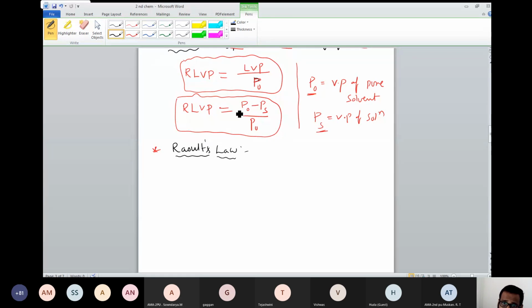You may have a doubt why P naught is greater. I told you P naught is the vapor pressure of a pure solvent. Solvent particles are always micro particles, very small particles. That's why P naught is very big. Okay, so next, Raoult's law. What does Raoult's law say? I'll tell you.